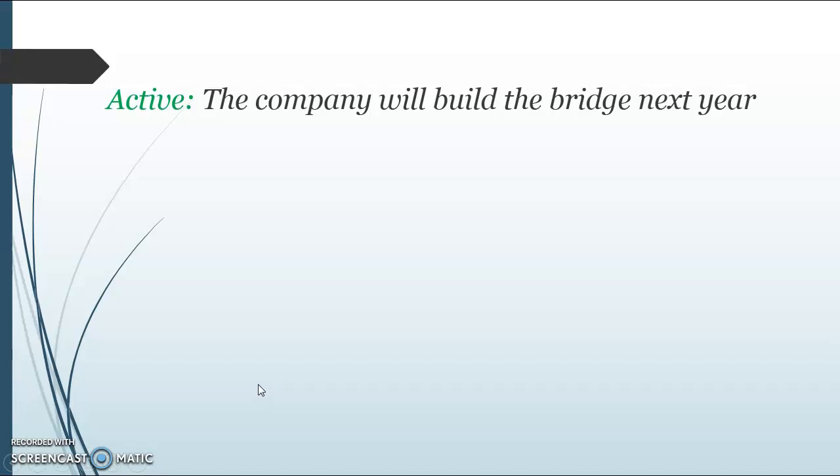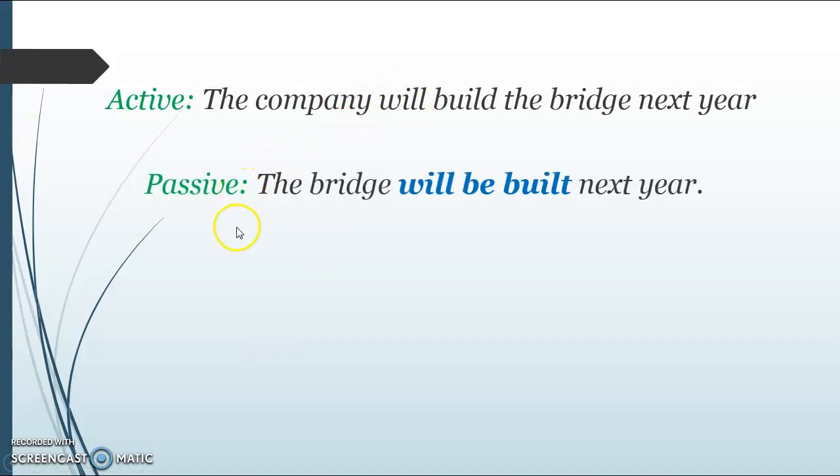Well, for example, this is a common sentence in active voice expressed in the future. The company will build the bridge next year. Will is expressing the future. And in a passive voice, what we are going to do is to focus our attention on the object, in this case, the bridge. And we say, the bridge will be built next year.